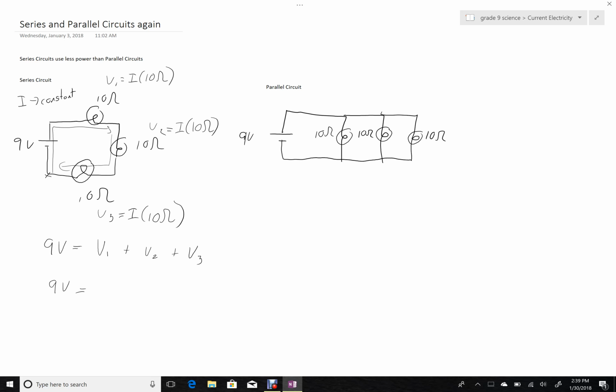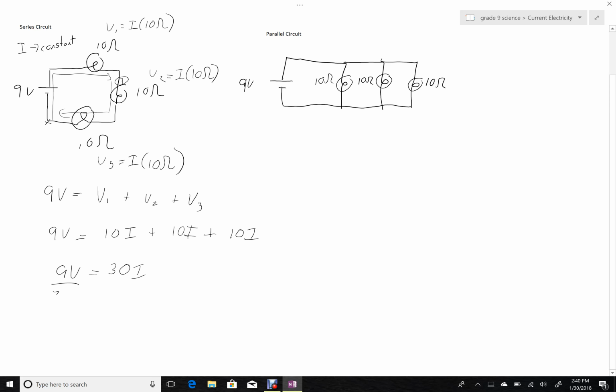So 9 volts, V1 then would be equal to 10 times the current. V2 would also be equal to 10 times the current, the resistance at resistor 2 times its current, plus V3, also 10 times the current. So 9 volts, and collecting my like terms, 10 currents plus 10 currents plus 10 currents is equal to 30 currents. Isolating for current, I think this is going to be 0.3, but just make sure here, yep, 0.3 amps of current.